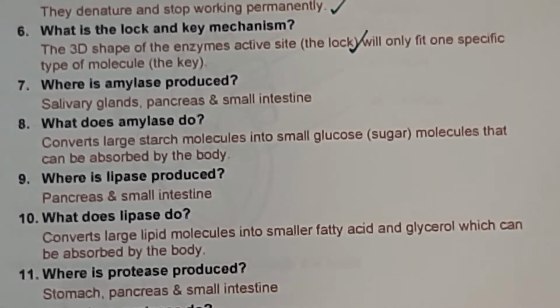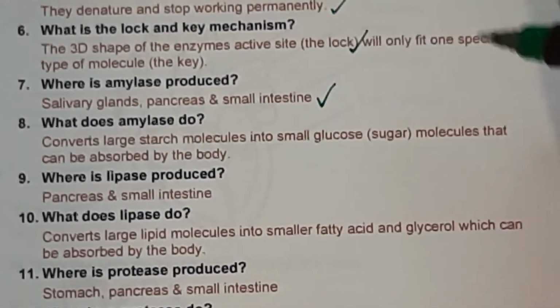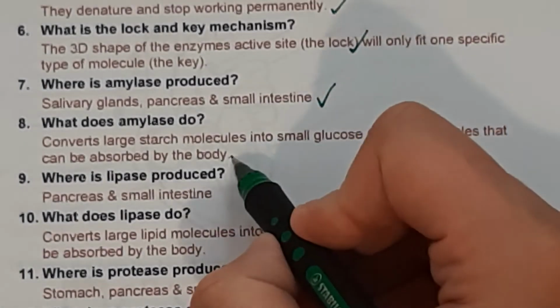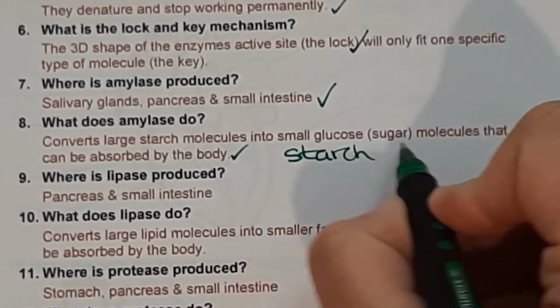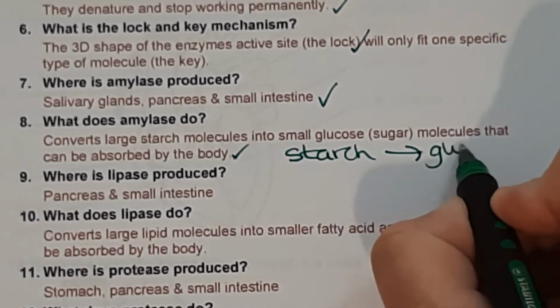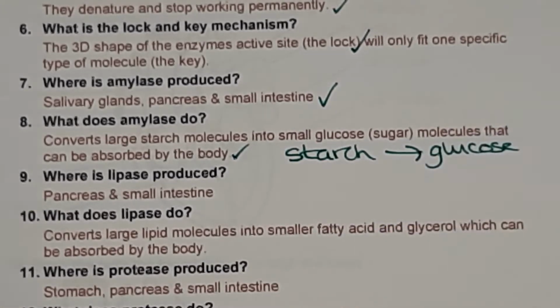It's produced in the salivary glands, pancreas and small intestine. If you've missed any one of those, please write that down. Question 8. What does amylase do? Well, it converts larger starch molecules into smaller glucose or sugar molecules that can be absorbed by the body. Now, this is a full answer. If you have written starch, drawn an arrow and put glucose or sugar, that is also worth the mark.